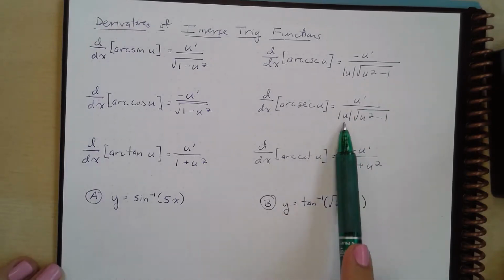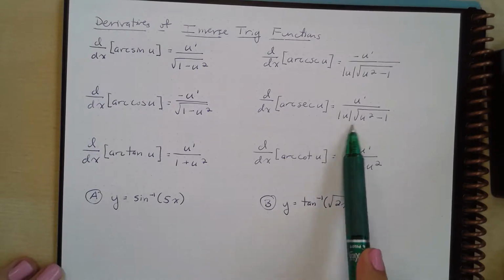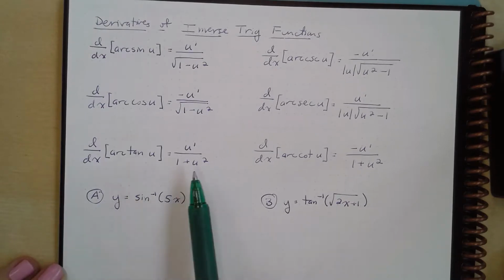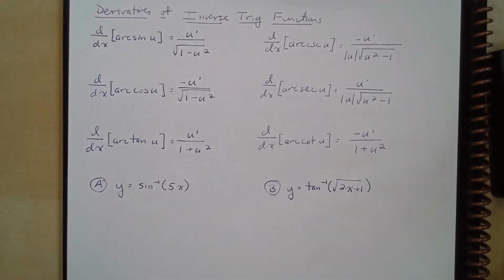Arcsecant u prime over absolute value of u times the square root of u squared minus 1, and arccotangent is negative u prime over 1 plus u squared. And you can see that these kind of partner up a little bit. They're very, very similar looking. So let's actually find some of these derivatives.